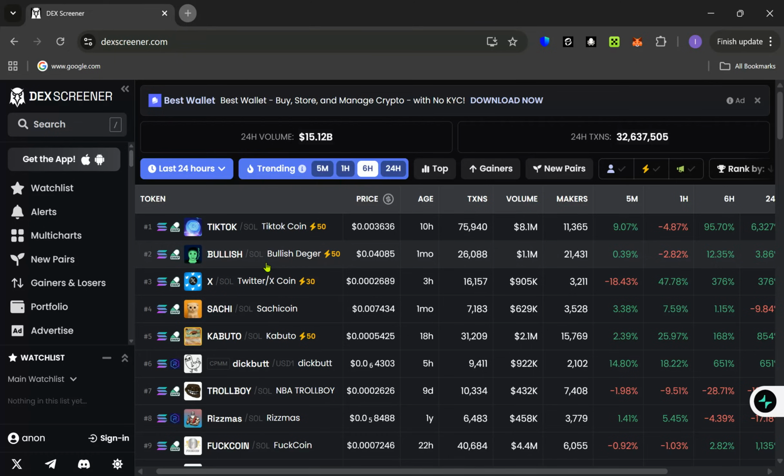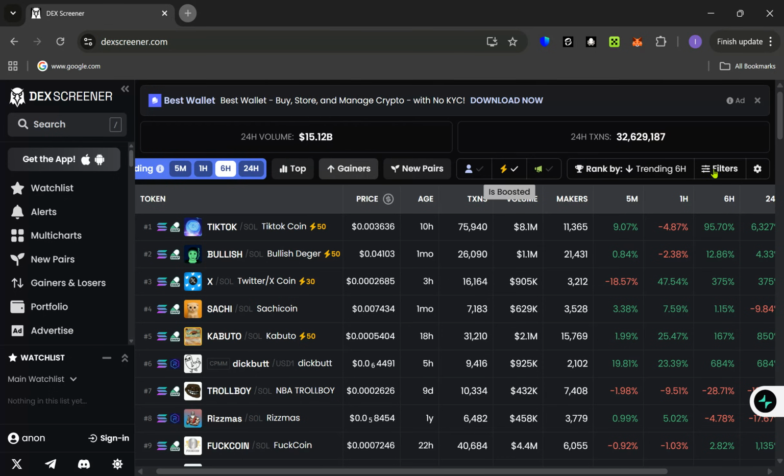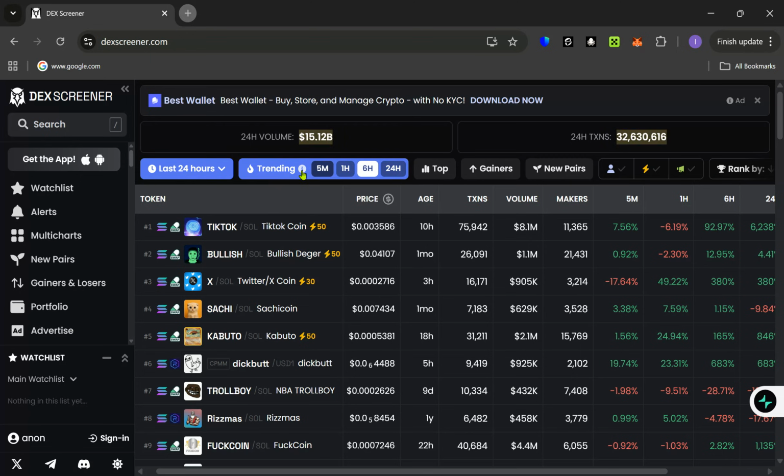The filters start from here, where it says last 24 hours, and run until the end of this place where it says filters. These are not too difficult to use or navigate around, so I will not waste much time here. I will just go quickly and show you how these filters work.